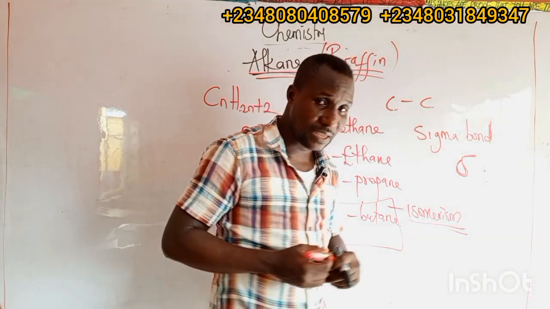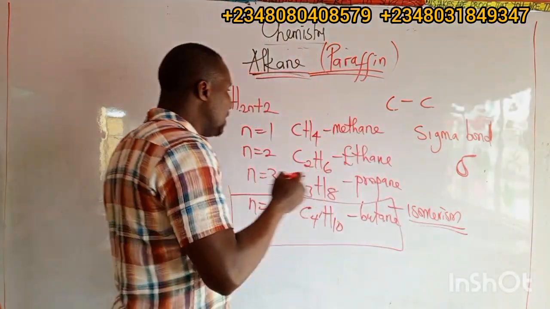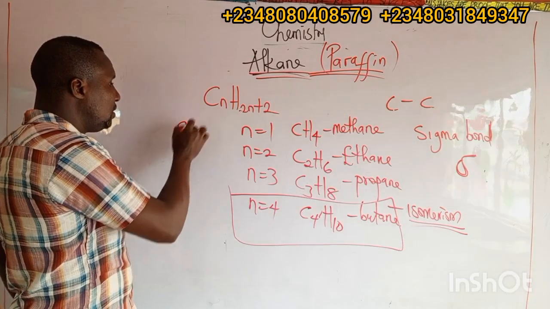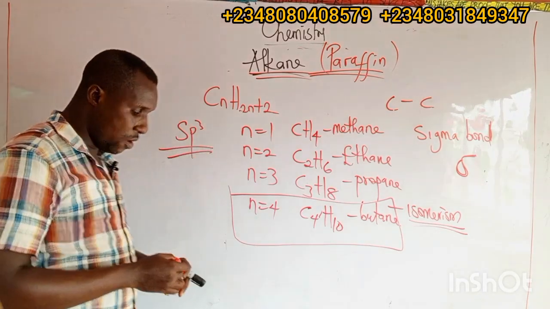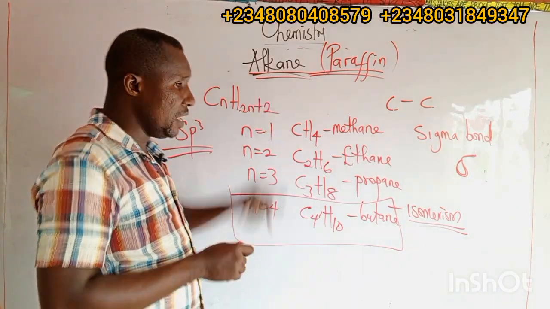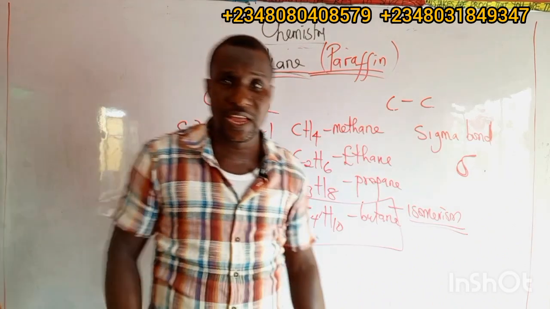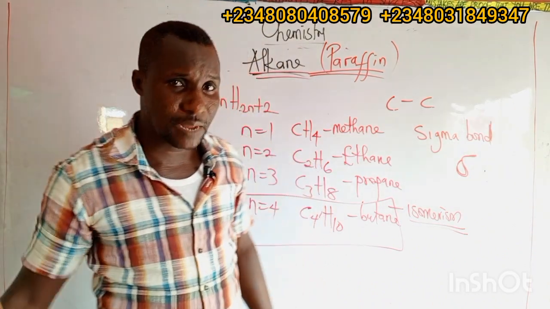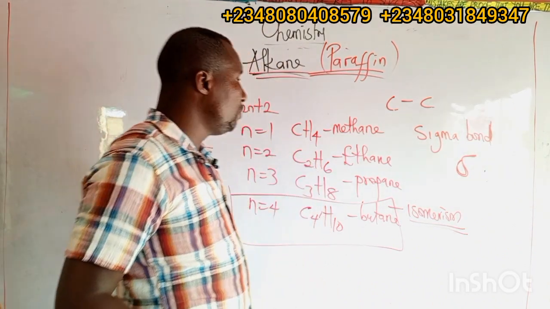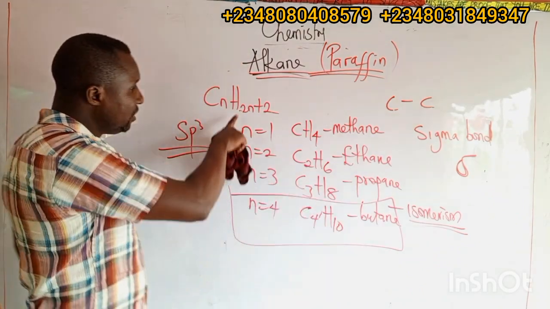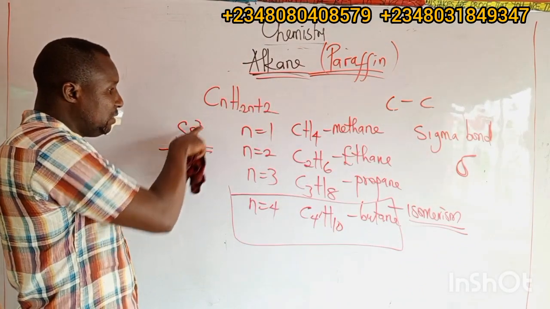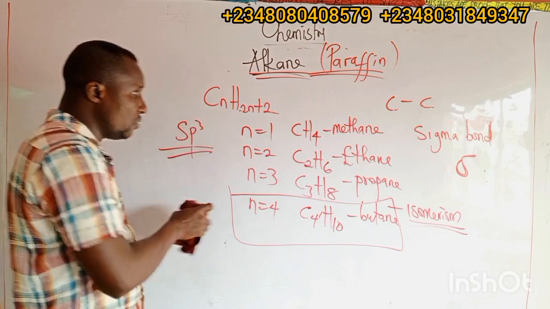Take note of that. And this alkane has hybridization of sp3. Let me quickly give you the meaning of hybridization. The hybridization of alkane is sp3. Take note of that.